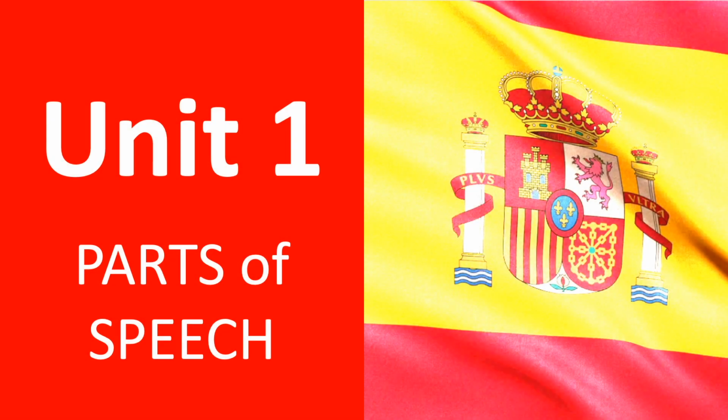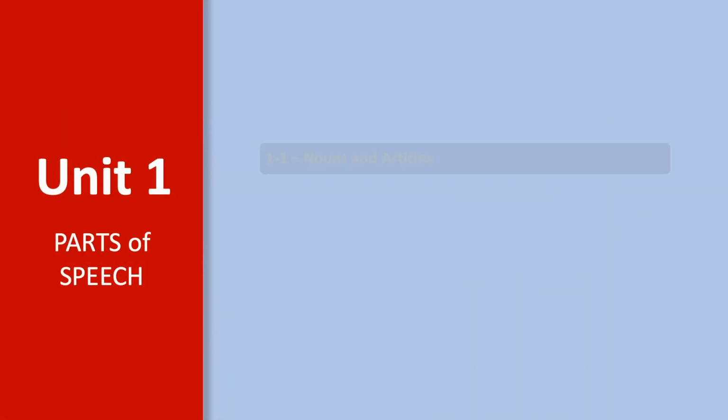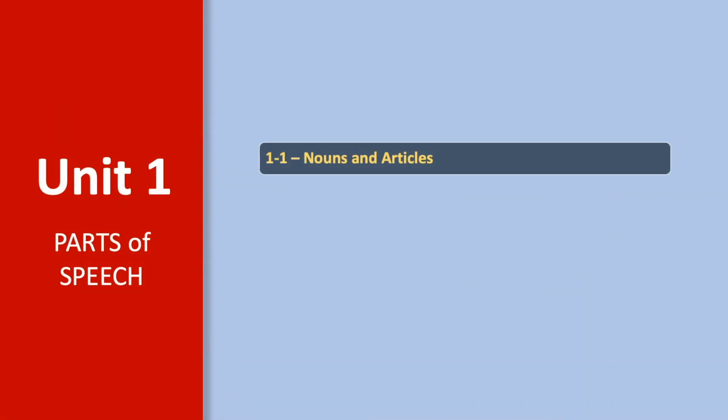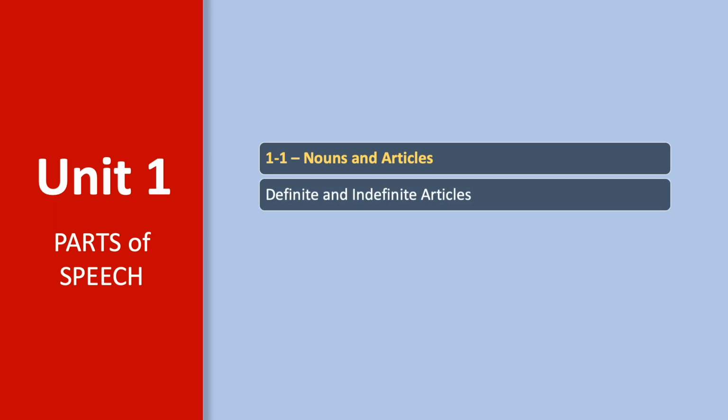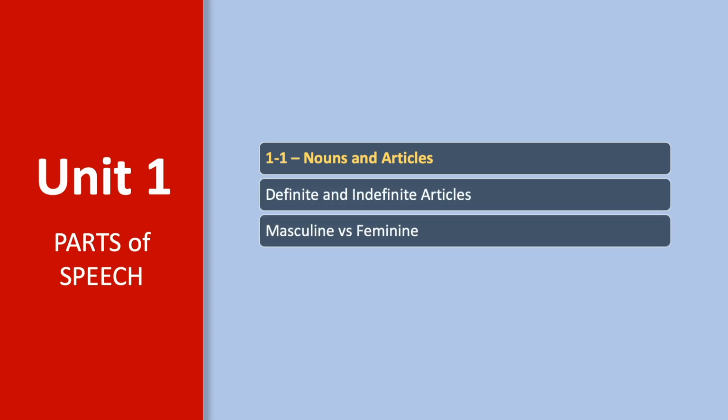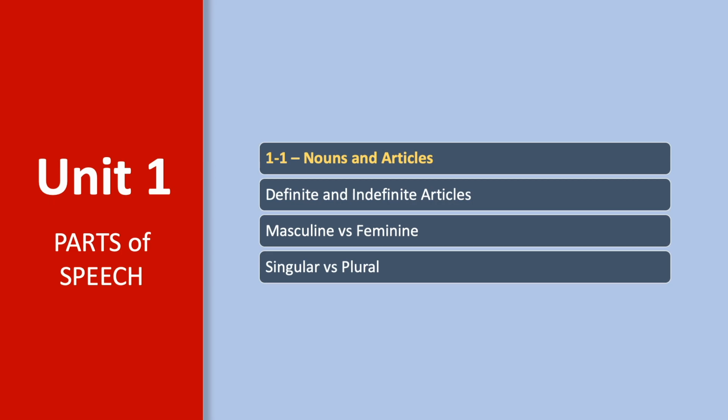Unit 1 covers parts of speech, and in this video I'm going to show you in detail the types of lessons that I will upload in this unit. The first lesson covers nouns and articles, including definite and indefinite articles, as well as the rules on masculine versus feminine and singular versus plural nouns and articles.